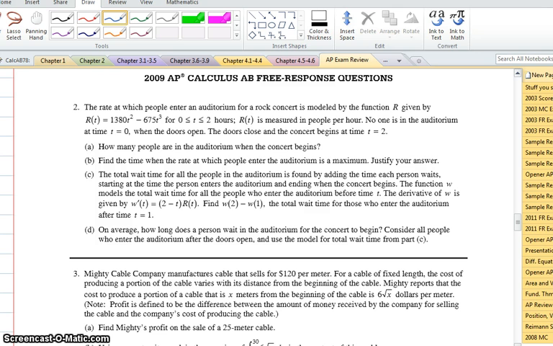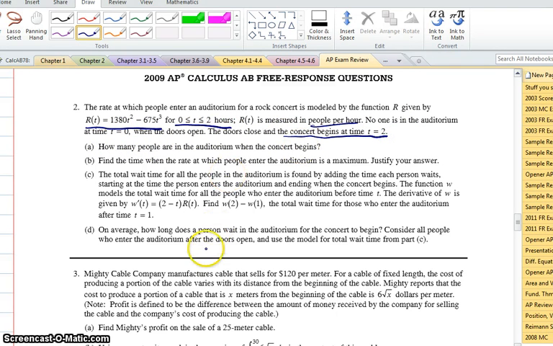That's due Monday. So I want to take you through the 2009 number 2, which is another one that deals with a rock concert, and it's a calculator OK question. It says the rate at which people enter an auditorium for a rock concert is modeled by the function r, given by r of t equals 13t squared minus 675t cubed for the interval 0 to 2 hours, where r of t is measured in people per hour. No one is in the auditorium at t equals 0 when the doors open, the doors close, and the concert begins at time equals 2.